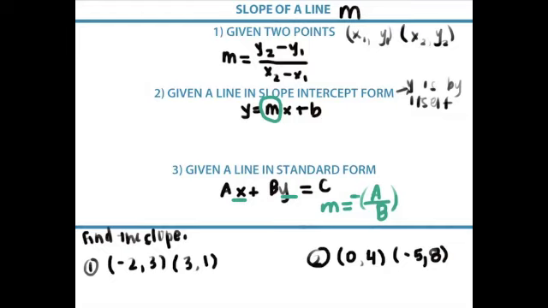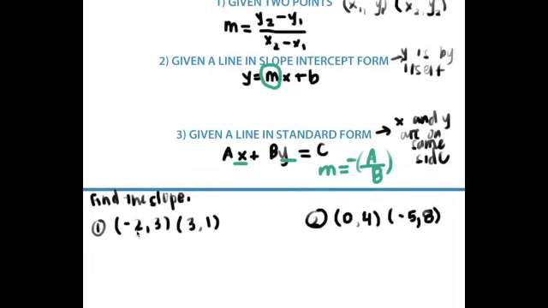So a way you can tell that it's standard form is x and y are on the same side, okay? So let's piece some of these together, you guys, and figure out what would be the best way to figure out what the slope is.